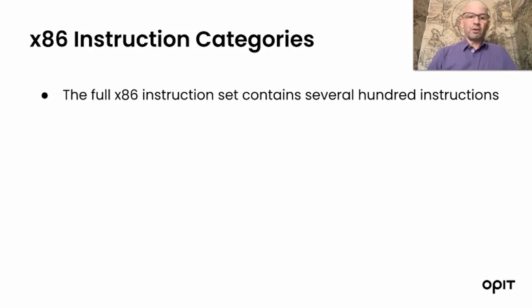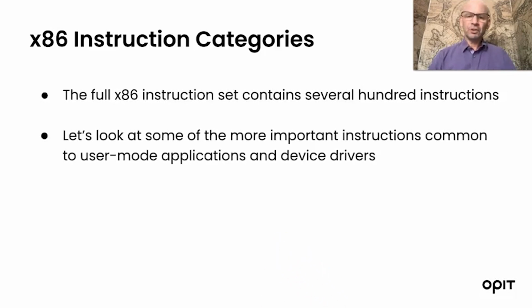First off, the instruction category. So the full x86 instruction set contains several hundred instructions. So there's lots of things that we can do. Let's look at some of the more important instructions common to user mode applications and also to device drivers. So being able to, for example, create interrupts that allow us to access different input and output devices.